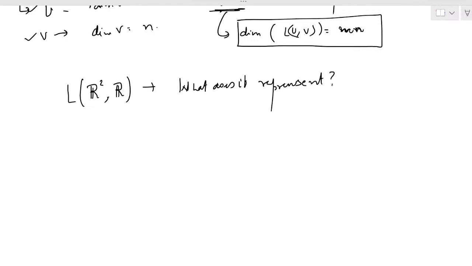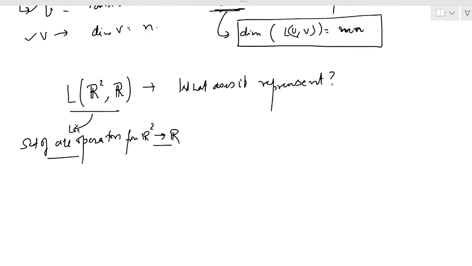What does it represent? It represents the set of all linear operators from R square to R. What do you think the dimension would be?